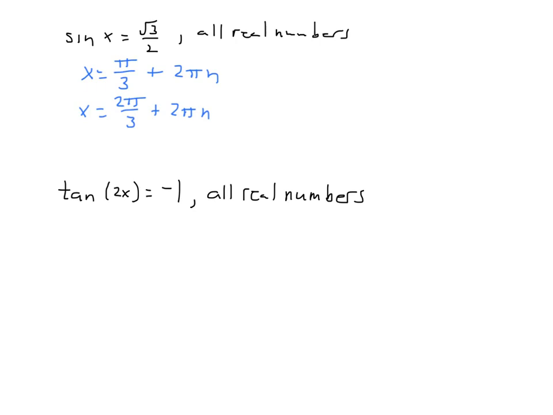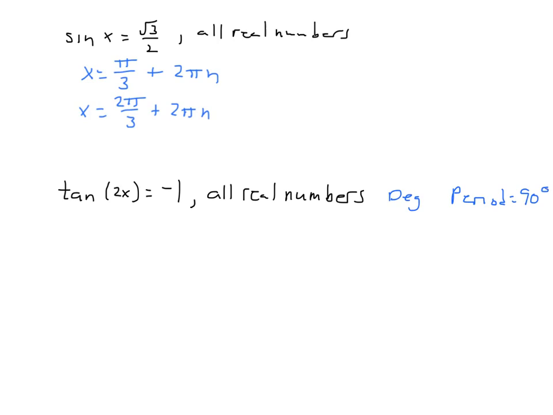All right, now let's look at the second problem. Tangent of 2x equals -1, and we're going to do all real numbers. In this case, we'll do it in degrees. Because of the tangent, we know the period on tangent, if you're in degrees, is going to be 180 degrees over b, which in this case is 2. So the period here is equal to 90 degrees. So that's what I have there.